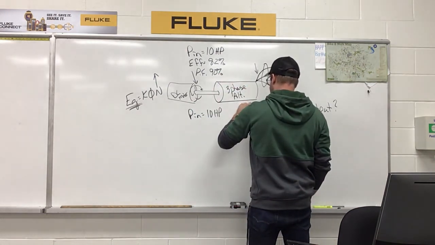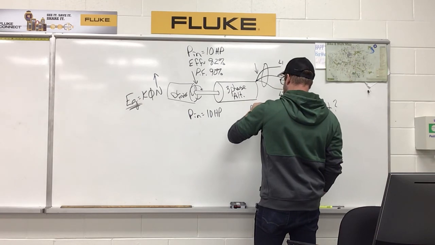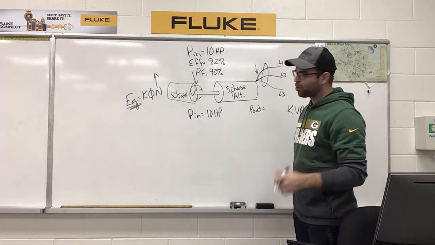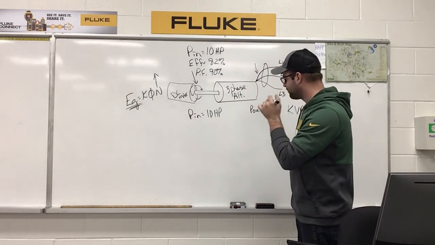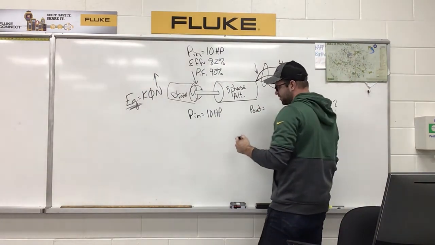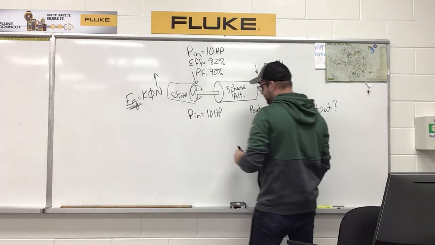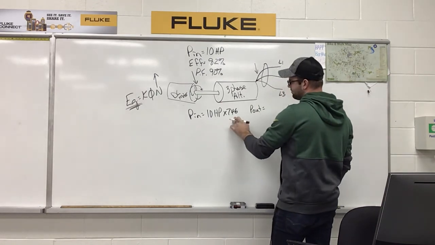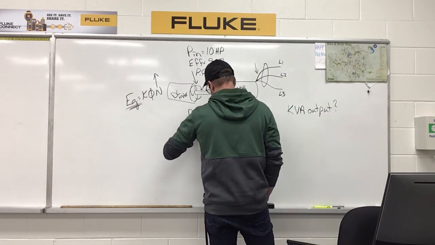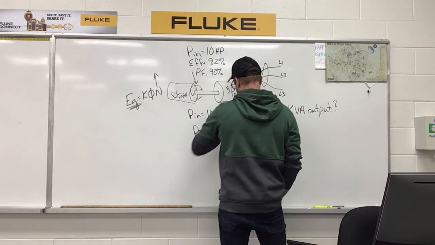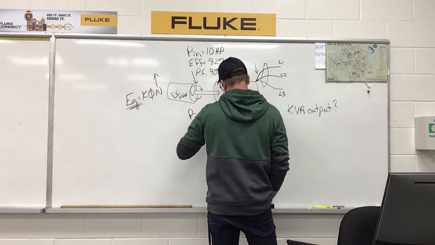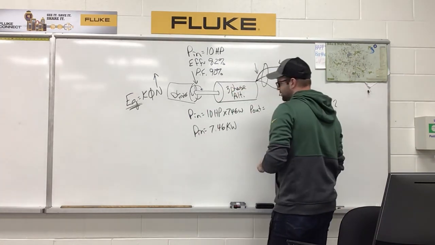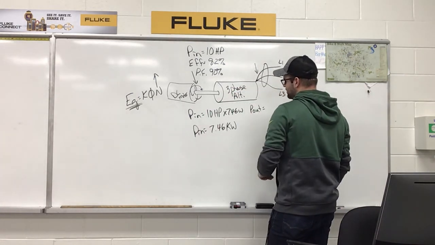And our power out is going to be on this side, and we don't know what that is. So you can leave it as 10 horsepower, or you can convert it first. I'm just going to convert it first because I think the majority of you will do that as well. So multiply by 746. If I do 10 times 746, I get an answer of 7,460, or 7.46 kilowatts as what our input is.